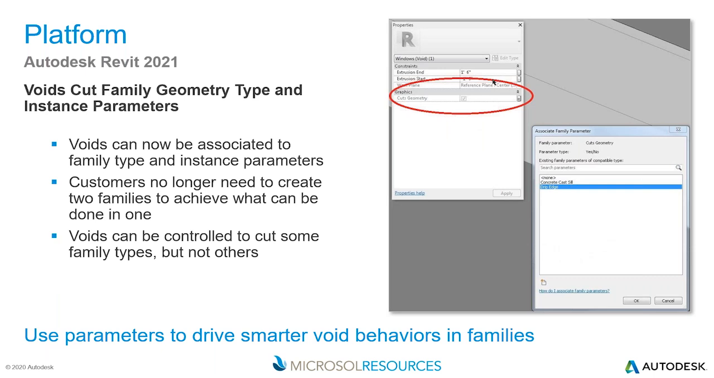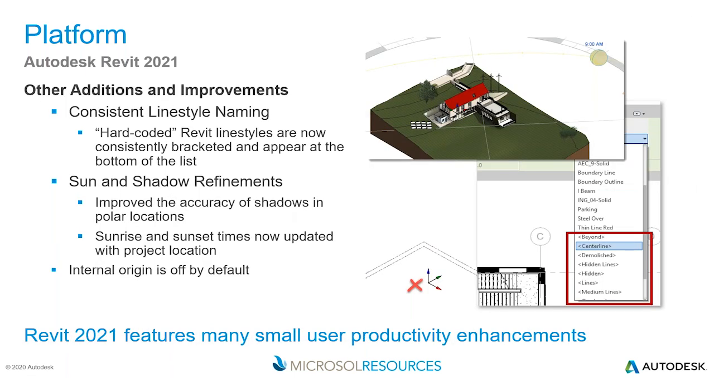So voids. Within families, we used to have to control voids and make additional types so that we could get the interactions that we wanted. But now we can associate its cutting ability in the properties, type and instance properties of the element. But it basically provides better control over void functionality within the Revit families.